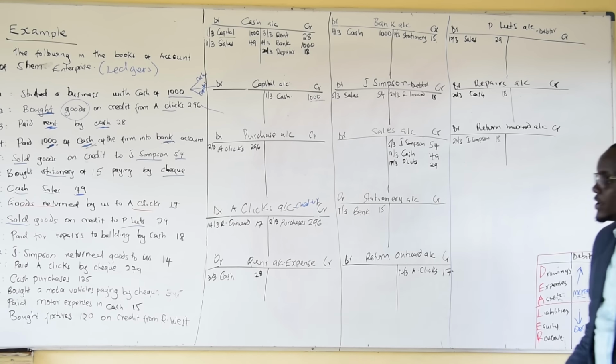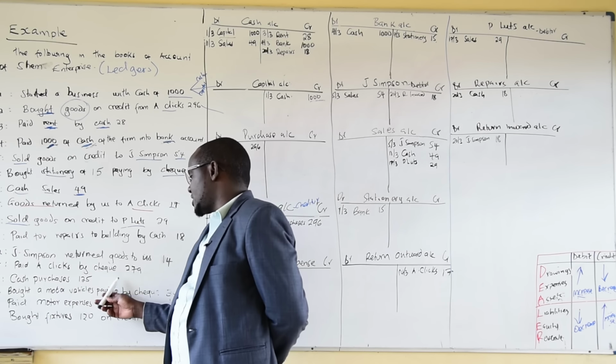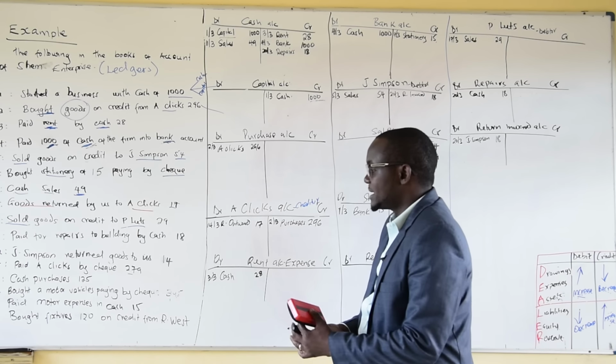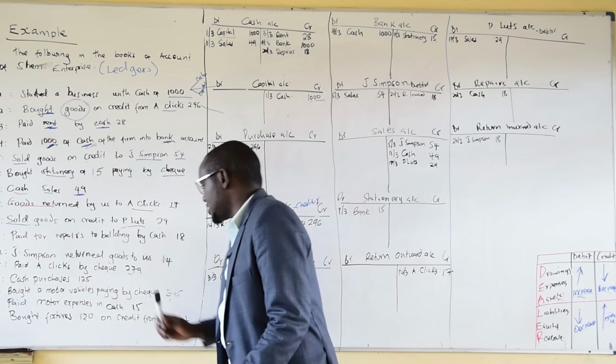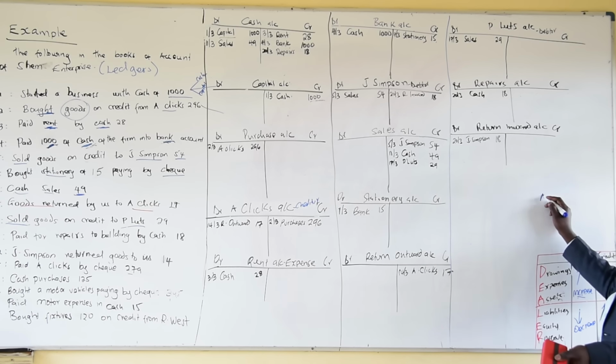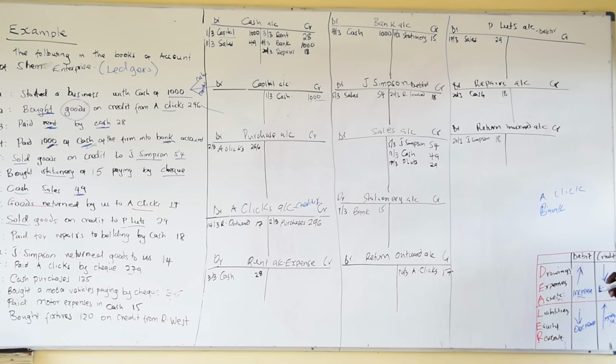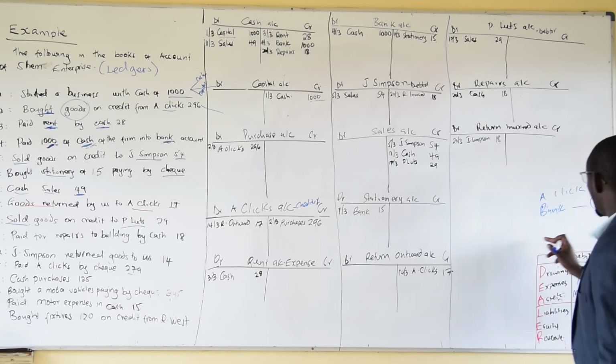J. Simpson. We are also told that we paid Airtel by cheque 279. The two accounts being affected here are Airtel and cheque. Remember, for cheque, we use the bank account. When we are paying Airtel, the money in the bank is decreasing. Decrease in an asset is a credit. Here we have a decrease in liability, which is a debit, because we had a debt with Airtel. So this one is a debit.